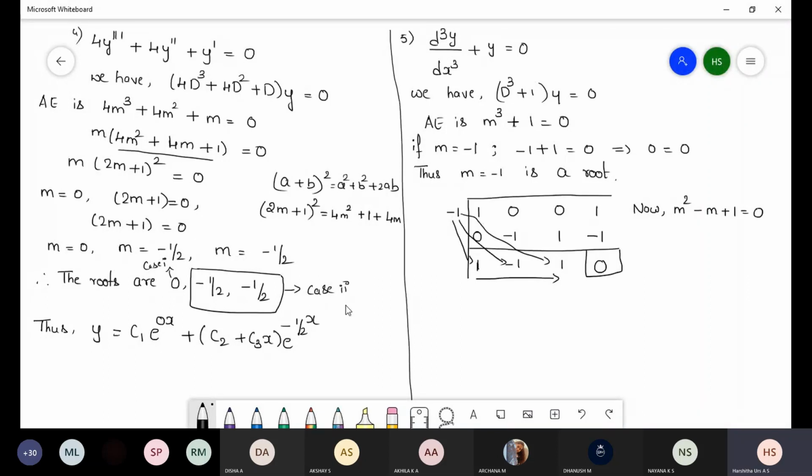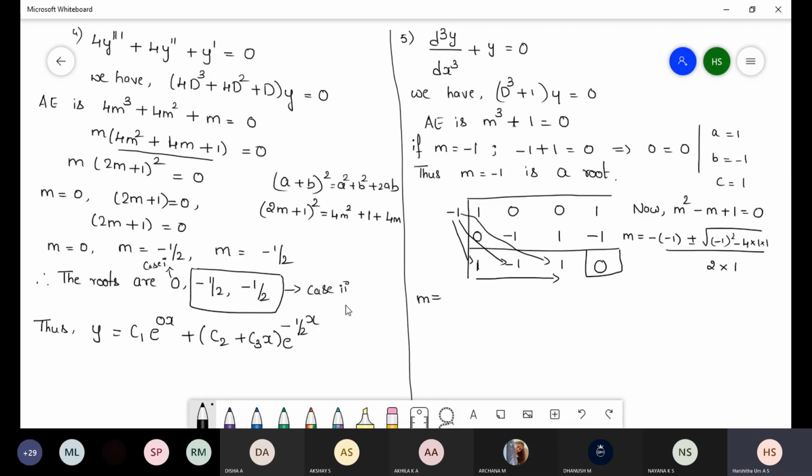Now we have to find the root. How do we find the root? We have to use the quadratic equation formula, that is m is equal to minus b plus or minus root of b square minus 4ac, divided by 2a. Here a value is 1, b value is minus 1, c is equal to 1. So 4 into 1 into 1, divided by 2 into 1.